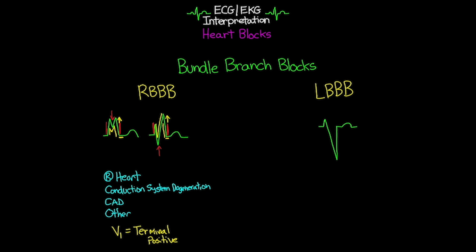Now with our left bundle branch block, there again are many causes of this. The first can be something like a cardiomyopathy. It can be from either valvular or hypertensive heart disease. Again, coronary artery disease can be a cause, either acute or chronic. And again, the same conduction system degeneration.